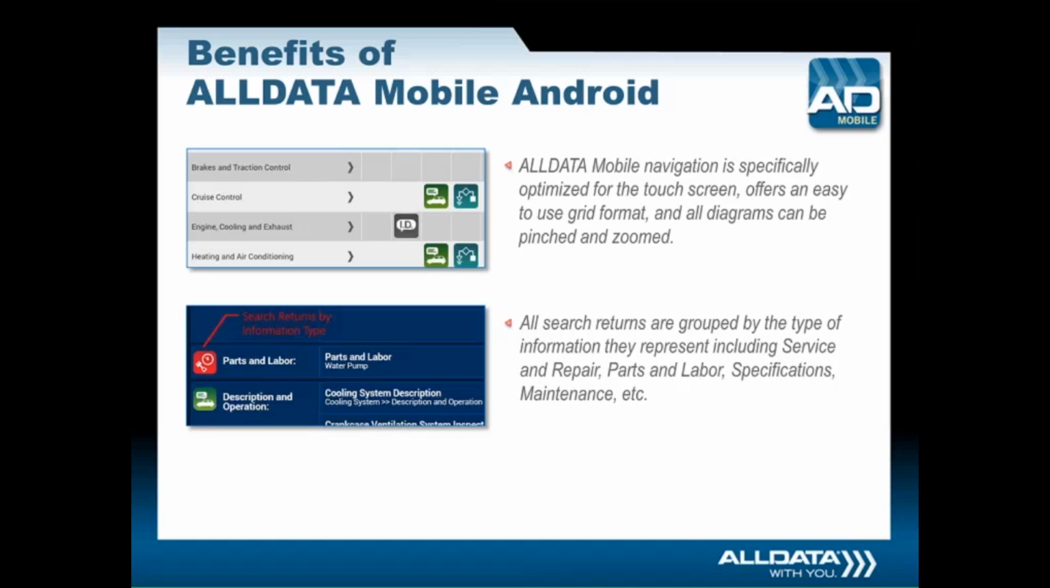And as part of the redesign to run in ALLDATA Mobile, we redesigned the search features for this product, where all the search returns are instantaneous, and they're grouped by the associated information type. So now you can search for a component, and you could scroll through all the information that is tied specifically to parts and labor, in this case, description and operation, or service and repair, or whatever information type. It's all grouped nice and neat. It just makes it that much easier to find the article you're looking for.